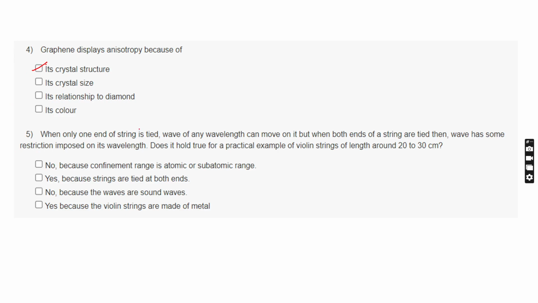When only one end of the string is tied, the waves of any wavelength can move on it. But when both ends of the string are tied, then the wave has some restriction imposed on its wavelength. Does it hold true for a particle, for example a violin string of length around 20 to 30 meter? So what will be the answer? Yes, right. If it is tied on both sides, then the answer will be yes. The reason will be what? Because the strings are tied on both ends.